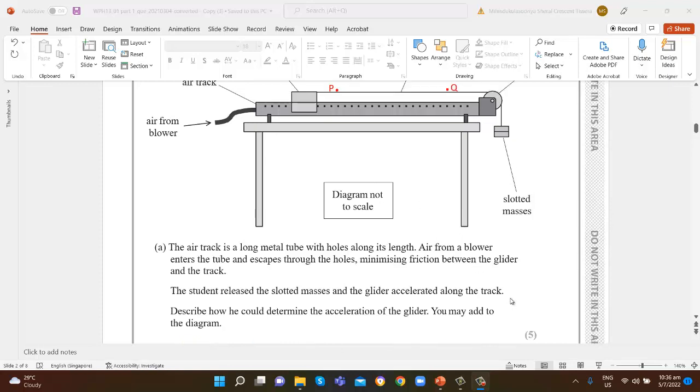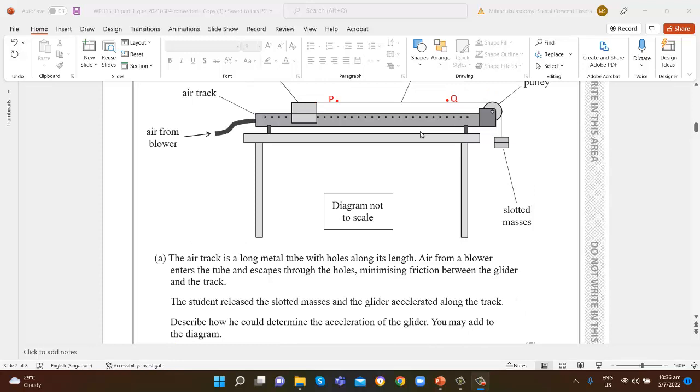He has to mark 2 points on the air track and measure the distance between the 2 points using the meter ruler. When the glider crosses the first mark, he starts the stopwatch, and when it passes the second point, he stops the stopwatch. Then by the difference he can calculate the time taken for the movement from Q to P.